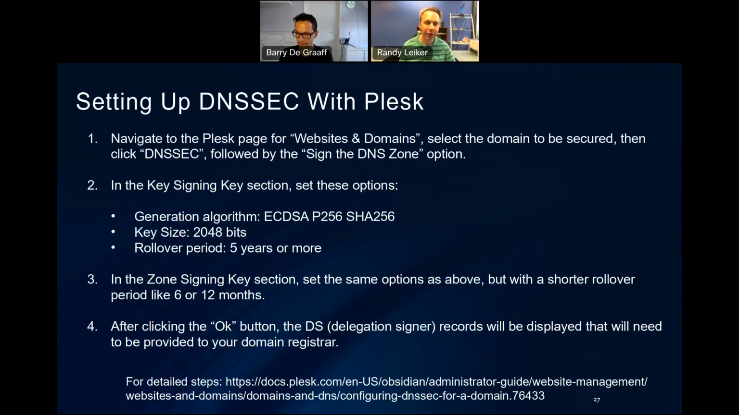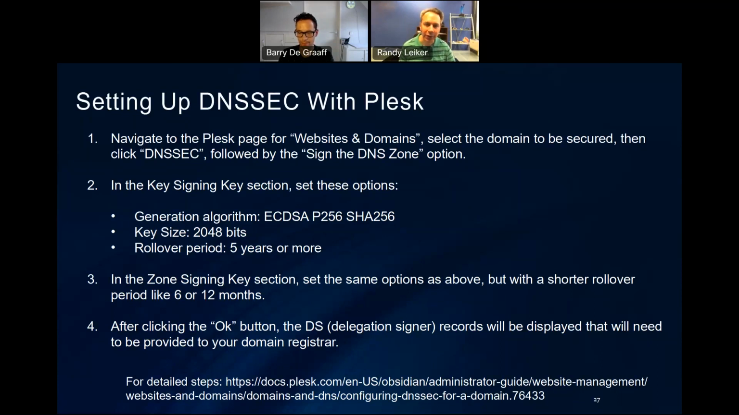Typically, this should be a pretty long period of time, of let's say at least 5 or more years, but it could be even longer if you would like. In the zone signing key section, set the same options as you used for the key signing key section, but with a shorter rollover period, such as 6 or 12 months. You could even go shorter if you wish, but I wouldn't get carried away. Anything less than a month or two is pretty extreme.